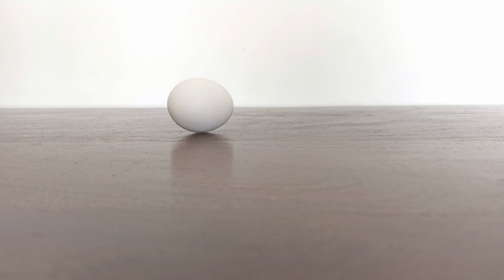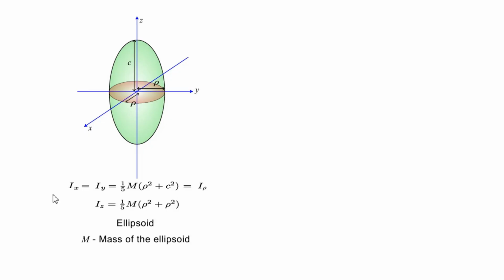Let us see whether we can understand this behavior with energy considerations. Before we start, we need to know the moment of inertia for this boiled egg. For that, let us say that we can approximate this to be an ellipsoid with major axis radius c and minor axis radius rho. Then we know that when it is rotating about a minor axis, its moment of inertia is going to be 1/5 m (rho^2 + c^2). On the other hand, when it is rotating about the major axis, its moment of inertia is going to be 1/5 m (rho^2 + rho^2).